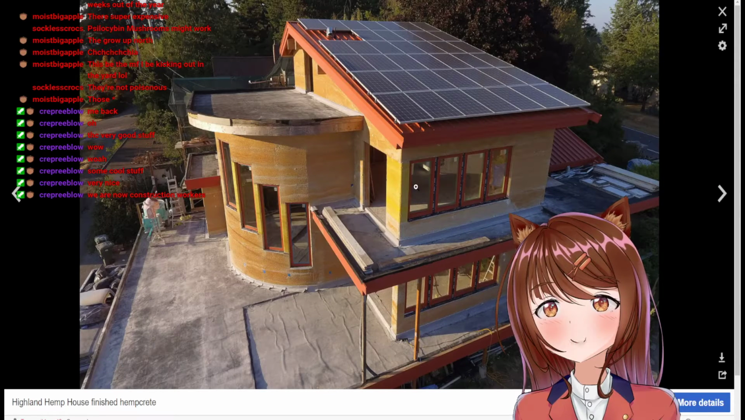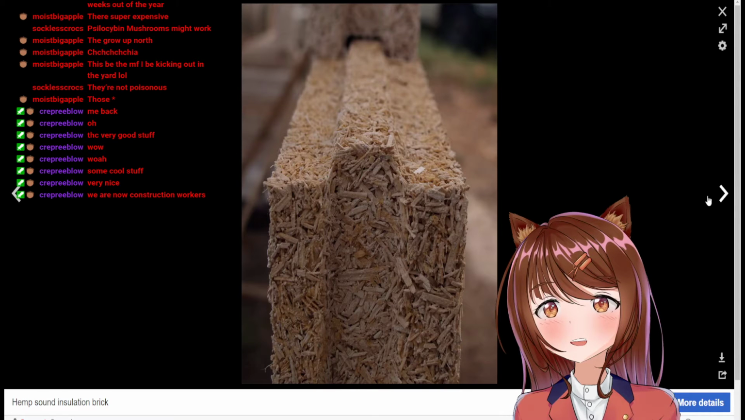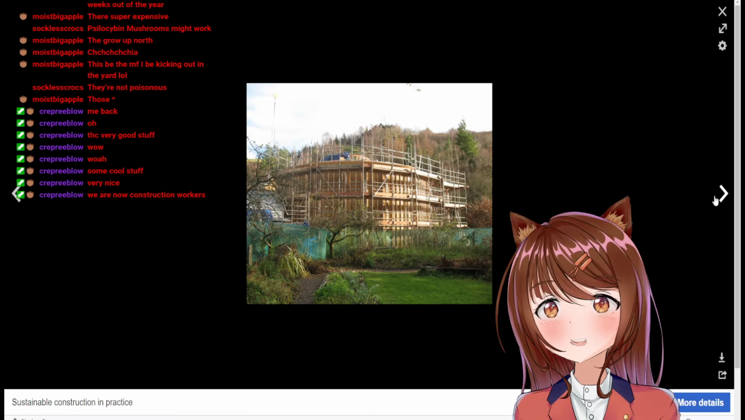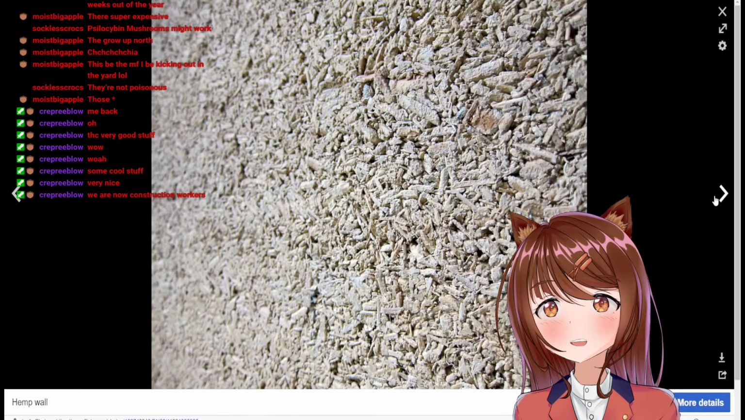That's very interesting. The hemp building. This sound insulation stuff looks really cool. I don't know how well it would work though. Hemp rope. It's been around forever. Oh, a house that was built with hemp. In a hemp wall.